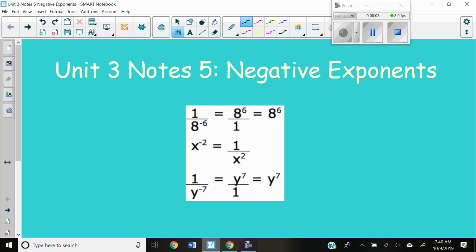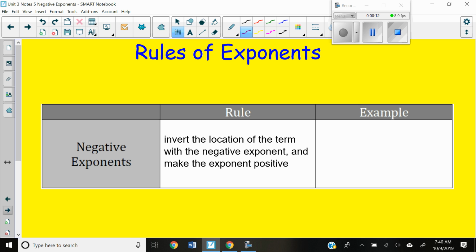All right, ladies and gentlemen, today we are going to talk about negative exponents. So when you have negative exponents, the rule is to invert the location of the term with the negative exponent and make the exponent positive. And you are actually only inverting the part that has the negative exponent. So let's look at our example.